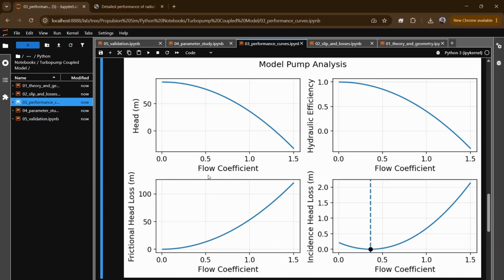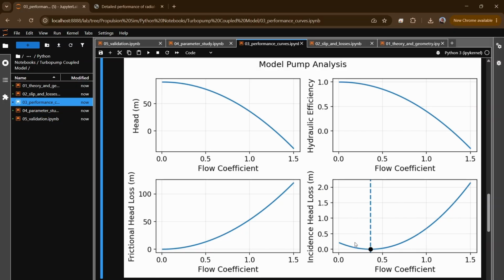So this would be the head versus the flow coefficient. So we can see as the flow coefficient increases, our head goes down until it hits below 0, which is just a limitation of the model. I would have limited it to here optimally. And then we have the flow coefficient versus the hydraulic efficiency. It's essentially the same as the head because you're literally just dividing the head by the ideal head. So it's just normalized. Here you have the frictional head loss versus the flow coefficient. So as the flow coefficient increases, the frictional head loss would also increase, which makes sense, right? If fluid is moving faster, you get more frictional head loss.